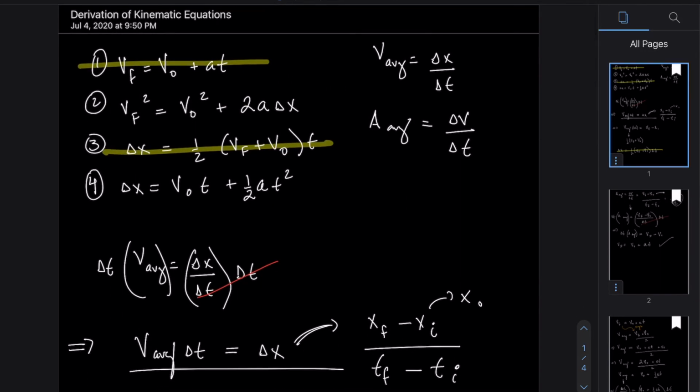And that's this one right here. So now we have one more left. It's going to be v final squared is equal to v initial squared plus 2a delta x. So if you notice, this is the only kinematic equation that we have that doesn't have time in it, right?